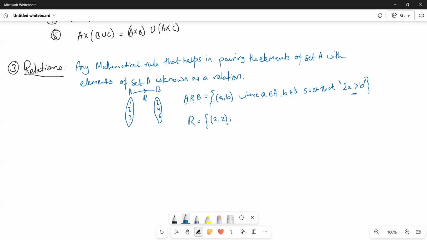Is anyone able to understand this? Yes, sir. Okay. Then the next value of a will be 3. Twice of 3 is 6, which means 3 will pair with 2 and 3 will also pair with 4. 3, 4 will be a pair that will satisfy this relation. So this is referred to as the outcome of the relation. This is the outcome of R. A relation defined from A to B, where twice of a is greater than b, will yield the following pairs.